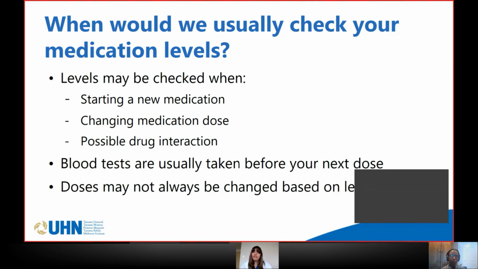It's also important to note that a level is just one piece of the puzzle. We look at that along with how well your seizures have been controlled or how you're tolerating the medication, and all of those things together will help us determine if a dose change is needed.